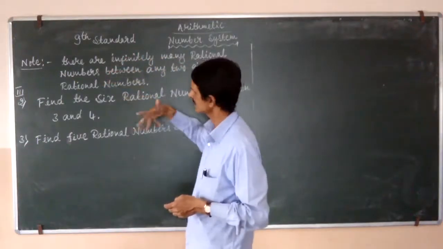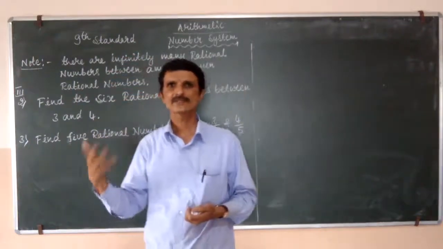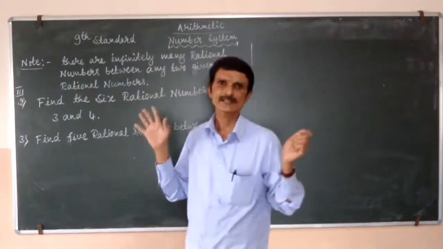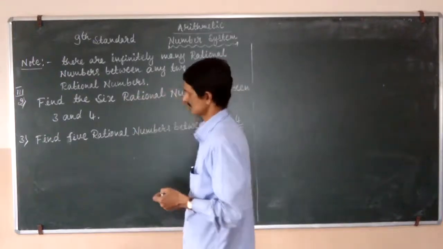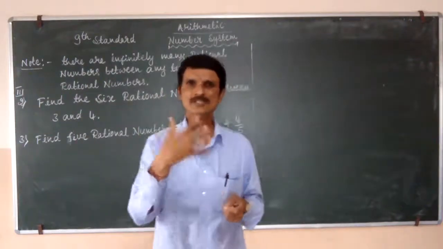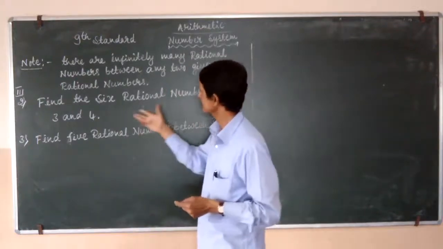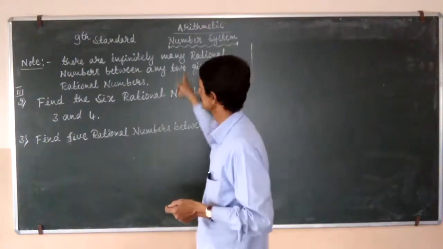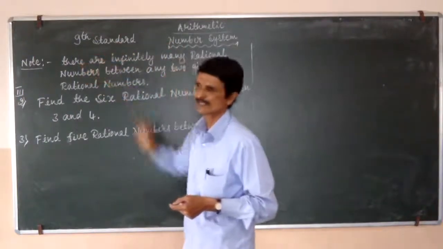So we can write 2 or 3 or 5, 10, 15. There are infinitely many rational numbers between any two rational numbers. So in the given problem, we write only as many as they ask us to write. This is an important point to be kept in your mind.